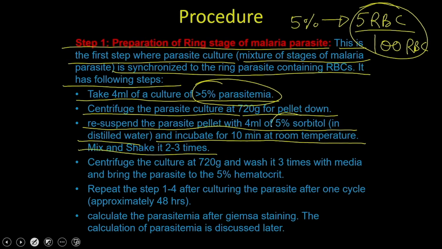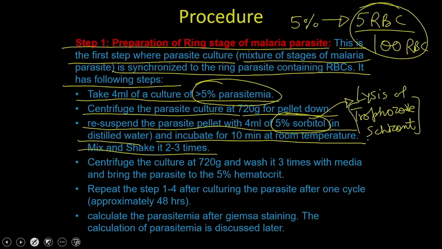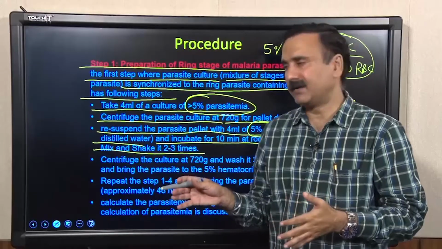When you incubate this parasite culture with 5% sorbitol, it is going to induce the lysis of the trophozoites as well as the schizont containing parasites. So, it is going to lyse all the RBCs which contain the trophozoites or the schizonts, but it is not going to affect the RBCs which contain the ring parasites.